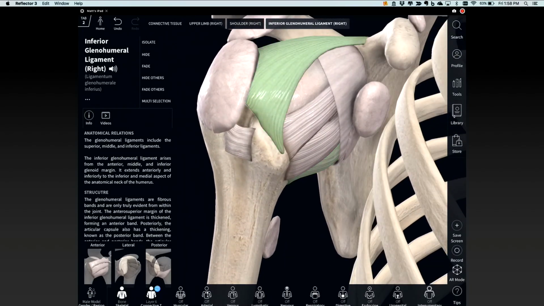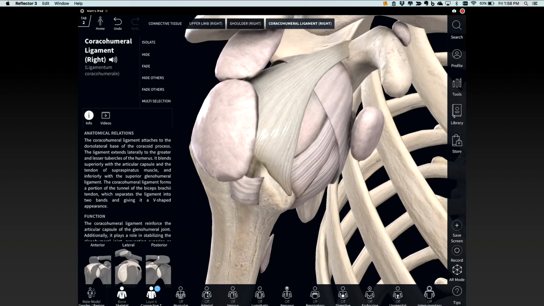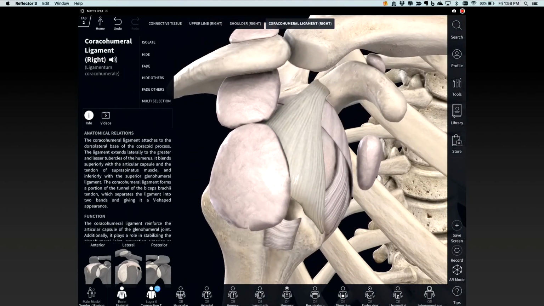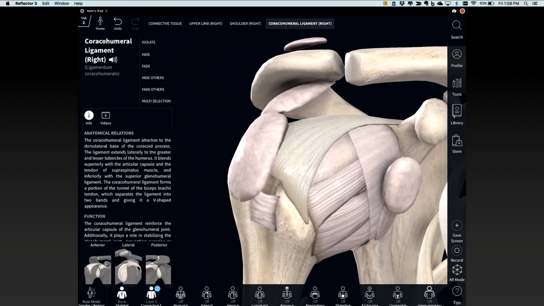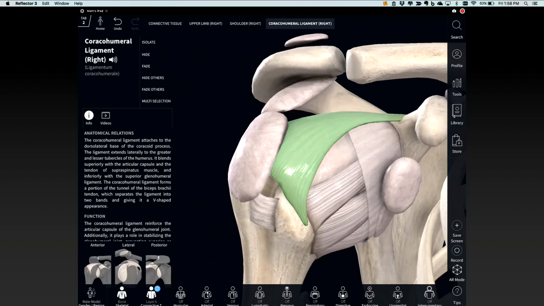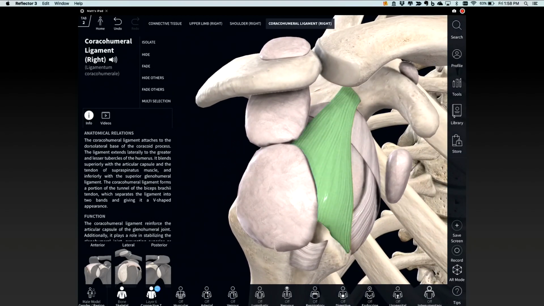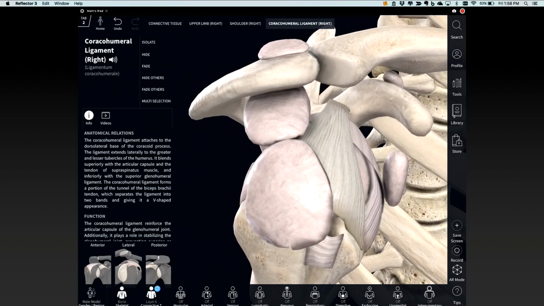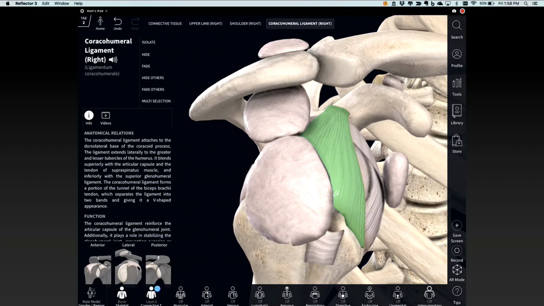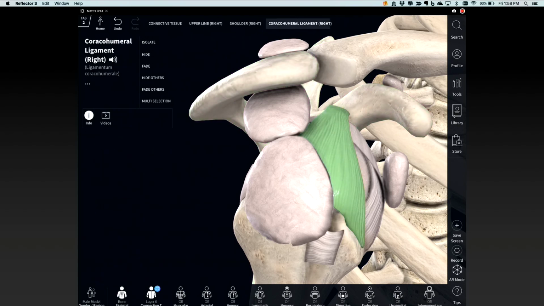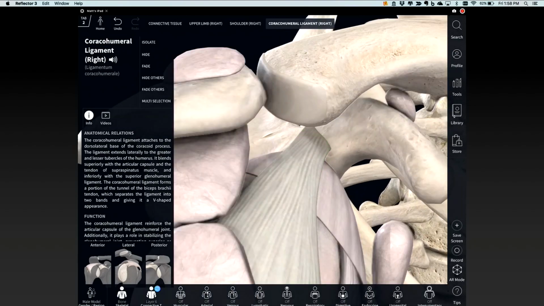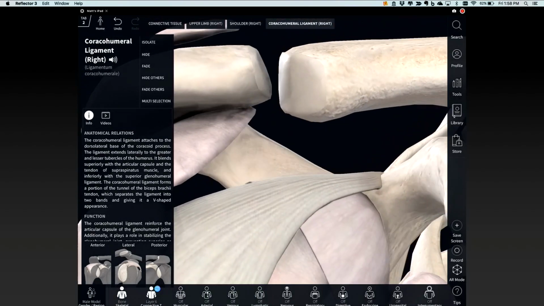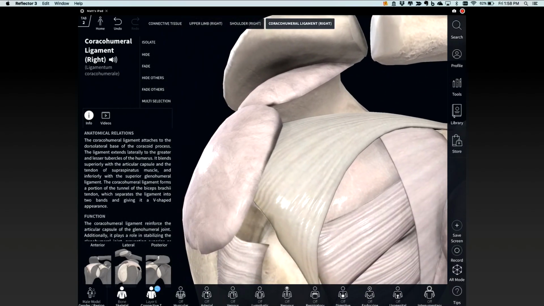What is fairly strong is this nice broad ligament on top. The coracohumeral ligament. Might that go from the coracoid process to the humerus? Yeah, it does. Very large, broad, flat, strong ligament that supports it superiorly. You can see the coracoid process here, the connection of that ligament, and it spans all the way across the top of the shoulder joint.